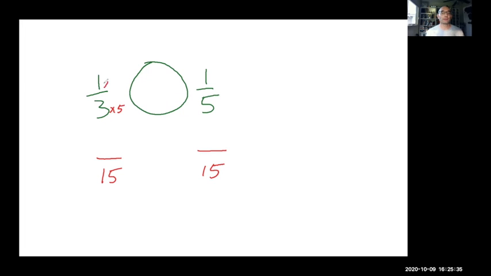So then you have to do that up here too. 1 times 5 is 5. So 5/15 is the same as 1/3. Now this time, 5 times 3 is 15. So I have to do 1 times 3 is 3. So that's 3/15. Now it's a lot easier to compare them, right? What's bigger, 5/15 or 3/15? Well, clearly 5/15 is bigger. Piece of cake, right? Let's try another one.